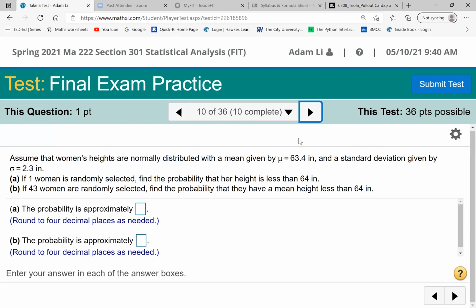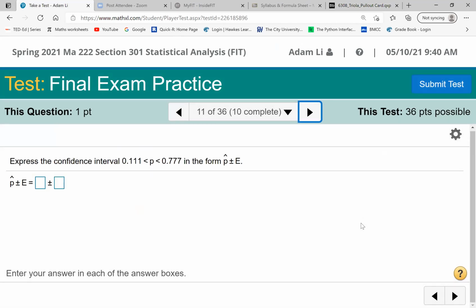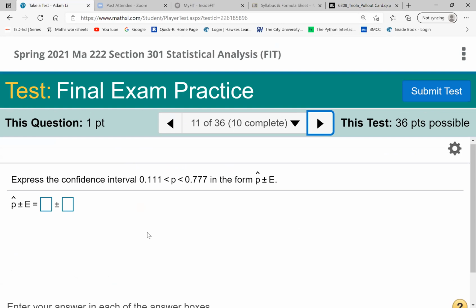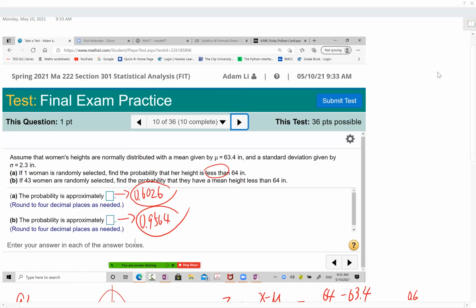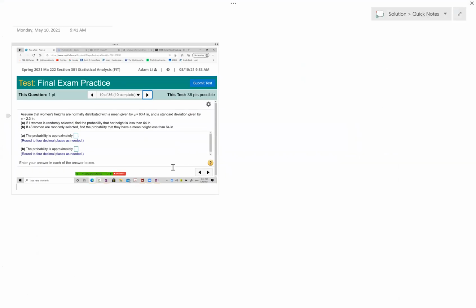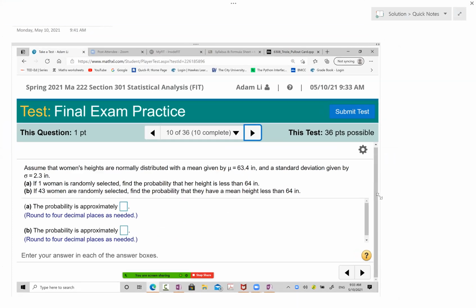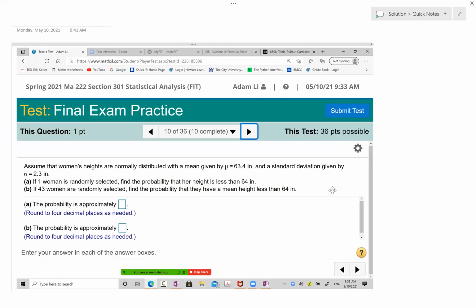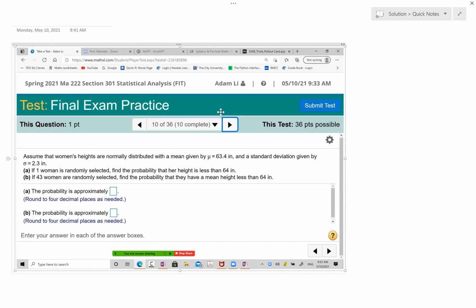Let's go back to question 11. Okay, so you're given this confidence interval, right? And in this form, you want to find out what is p hat and what is the margin of error. Actually, it comes from solving a system of linear equations. Let me show you one time, and you should be able to get it pretty quickly. Not this one. I need to print the other screen. Okay, print screen.